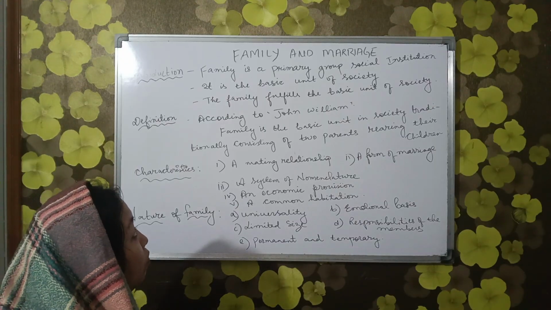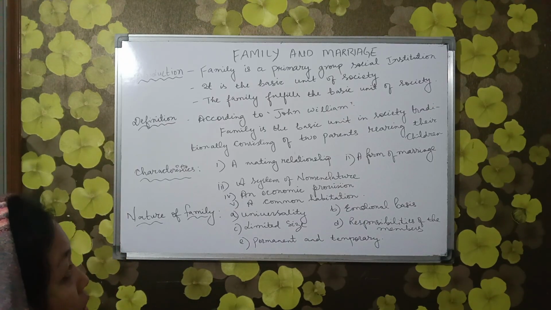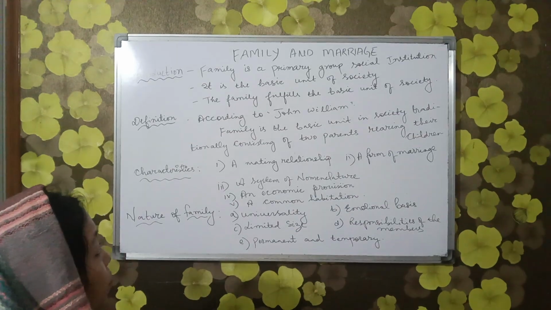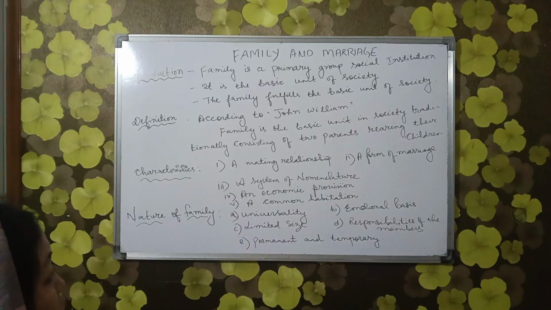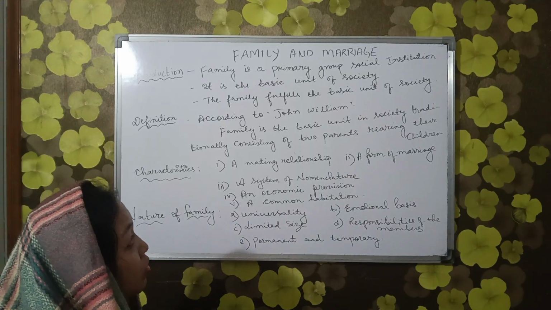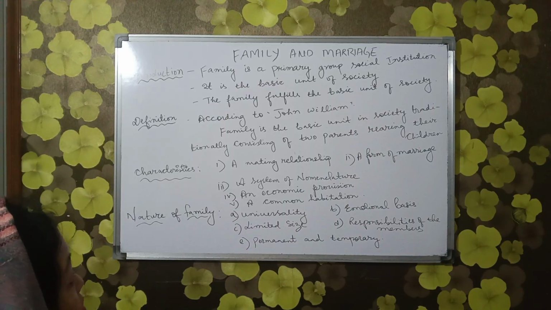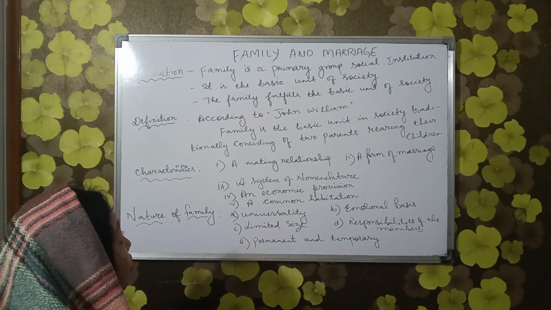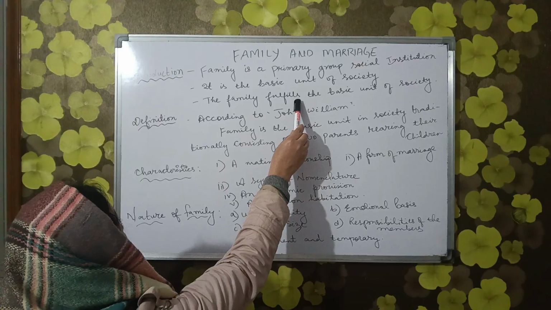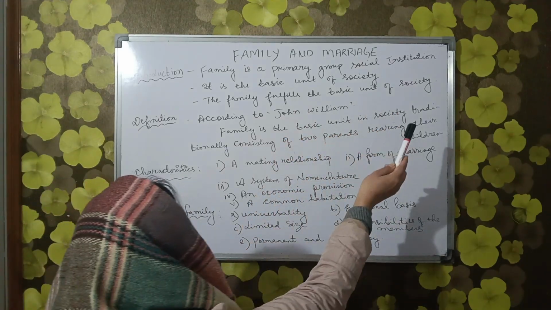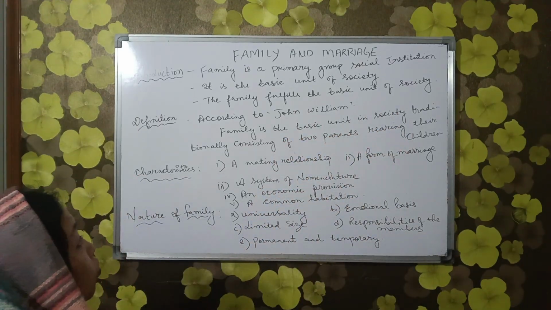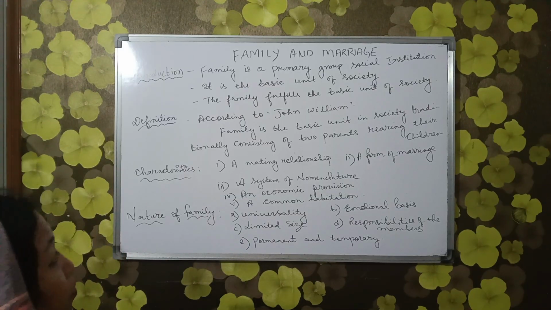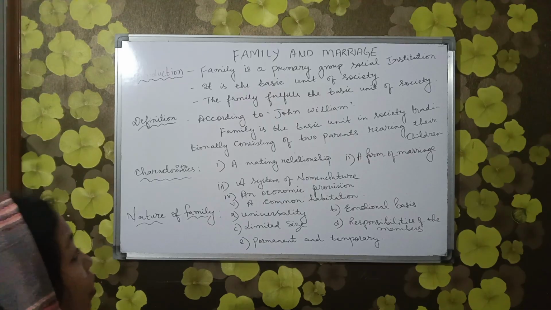So as we all know, family is a primary group. The primary group is one of the social groups or social institutions, and it is also the basic unit of society. And here the family fulfills the basic unit of society. So to fulfill the basic unit of society, family plays an important role in the society.